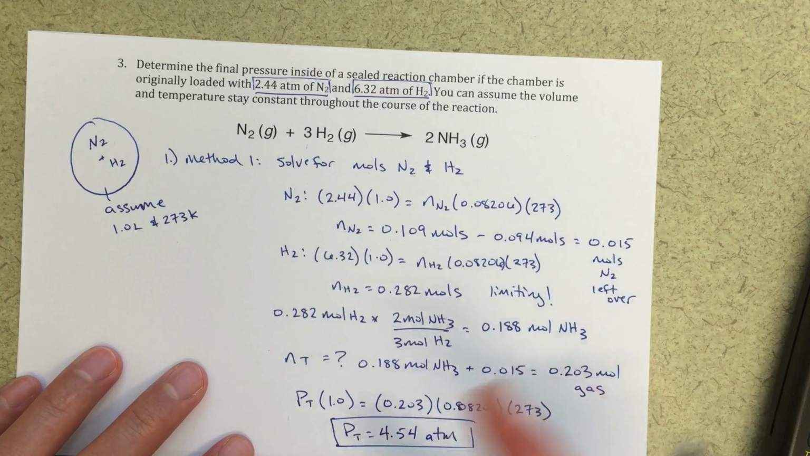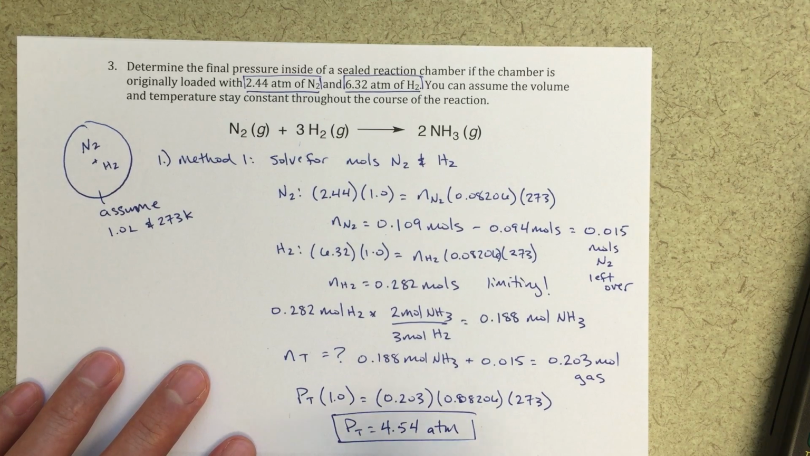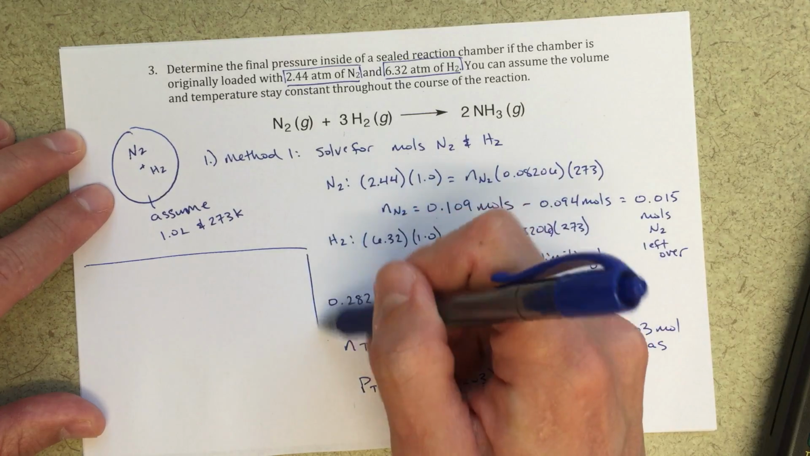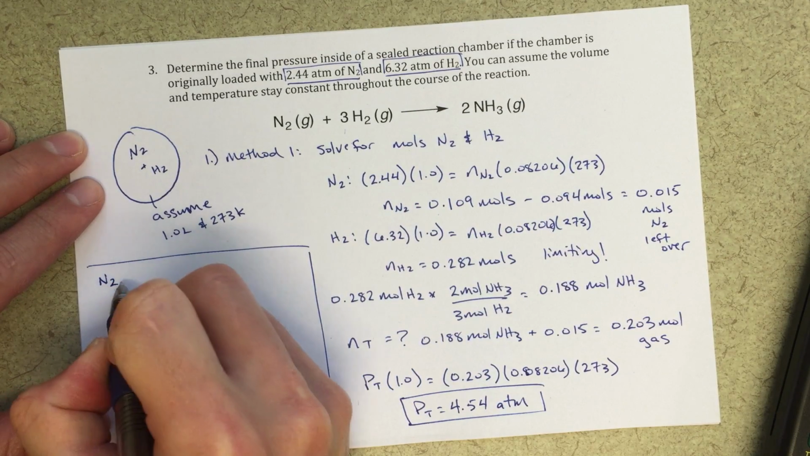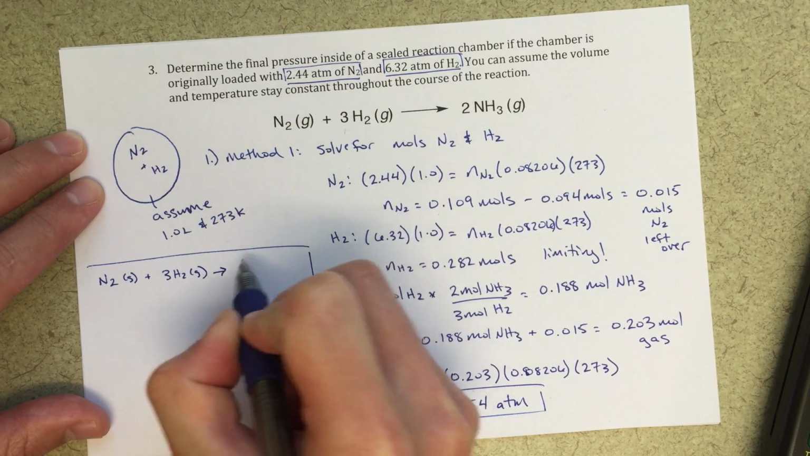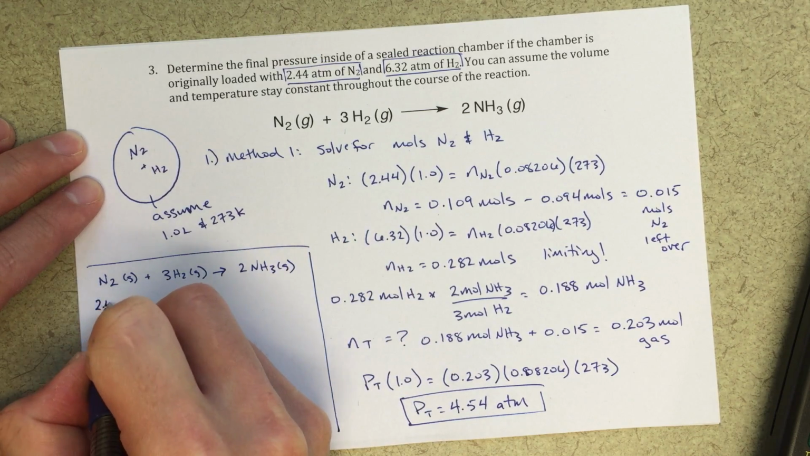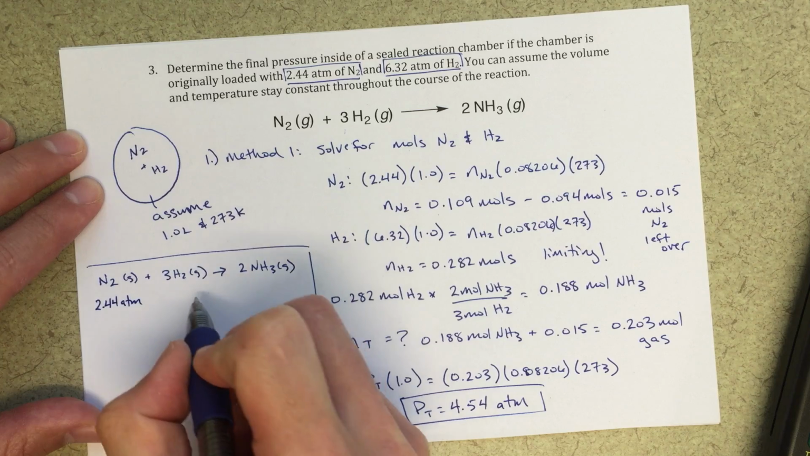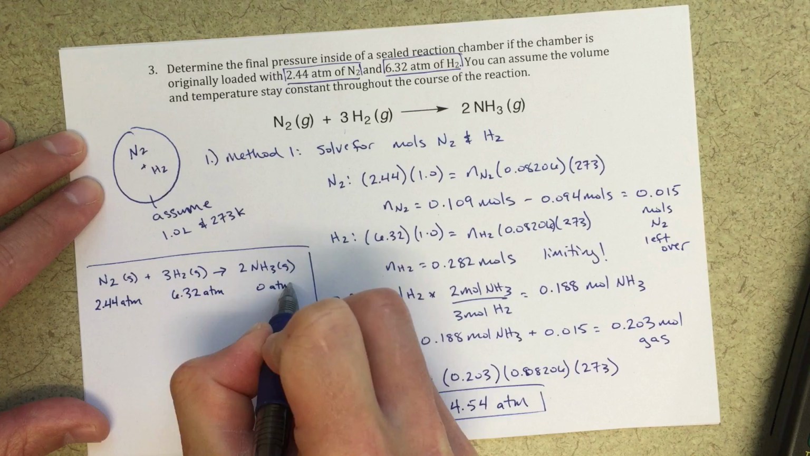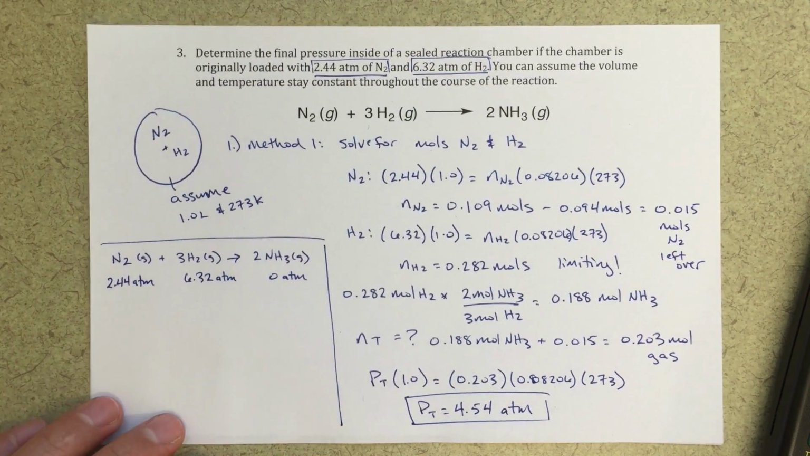Now there's a much more sort of elegant, quick way to get to the same exact answer. The way that we would do that is just sort of draw a little aside here. N2 gas plus 3H2 gas goes to 2NH3 gas. And we're starting with 2.44 atmospheres and 6.32 atmospheres and 0 atmospheres, right? So that's our initial conditions. And then this reaction is going to go and we're going to form some NH3.